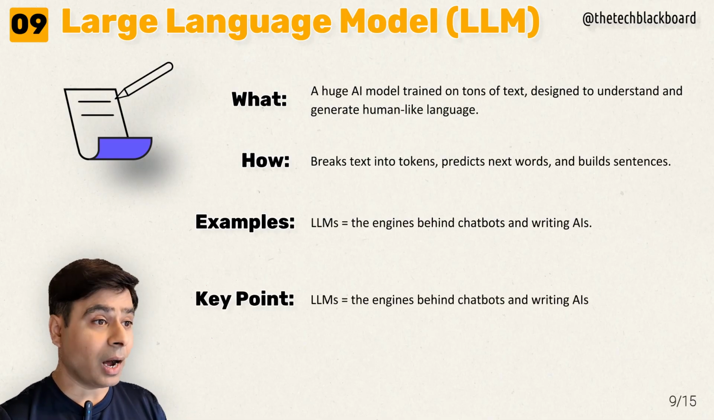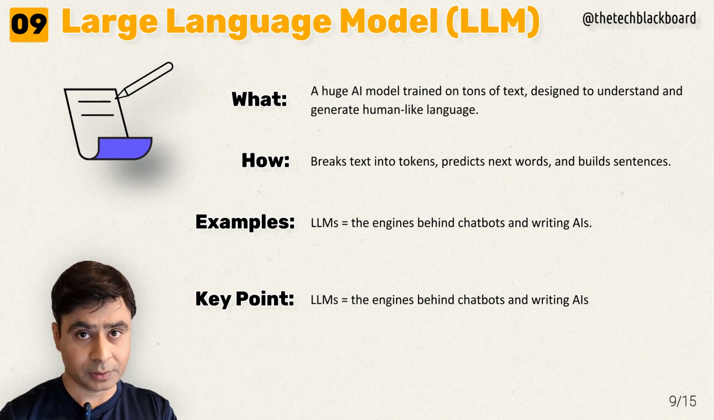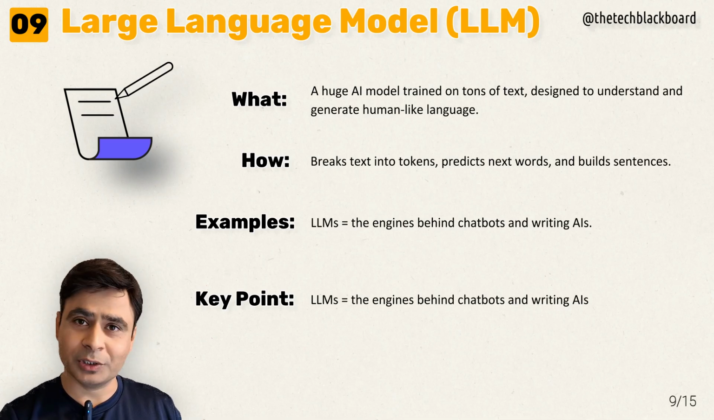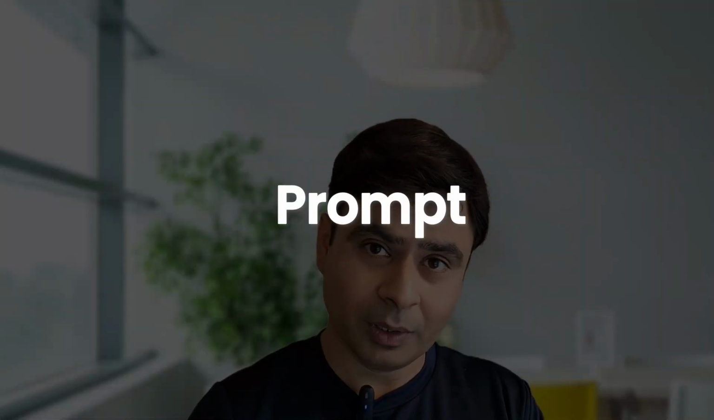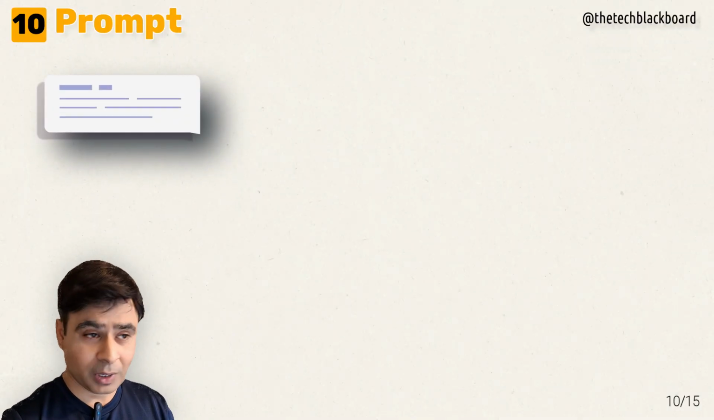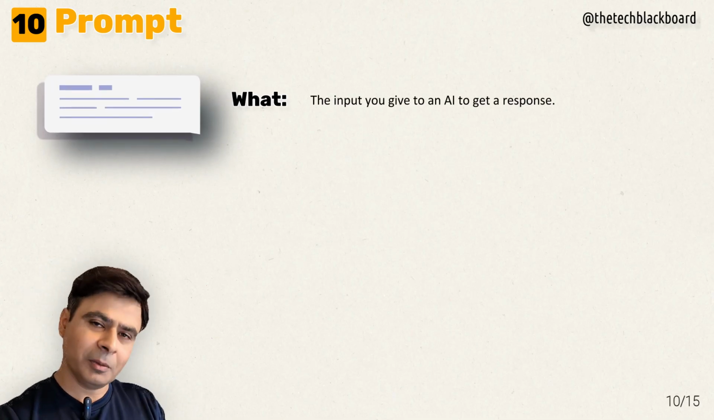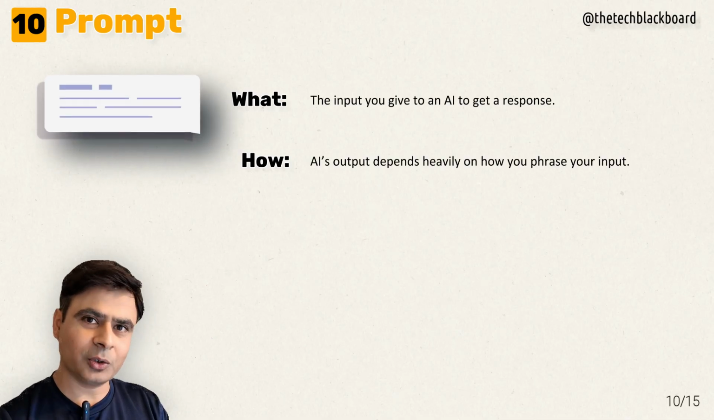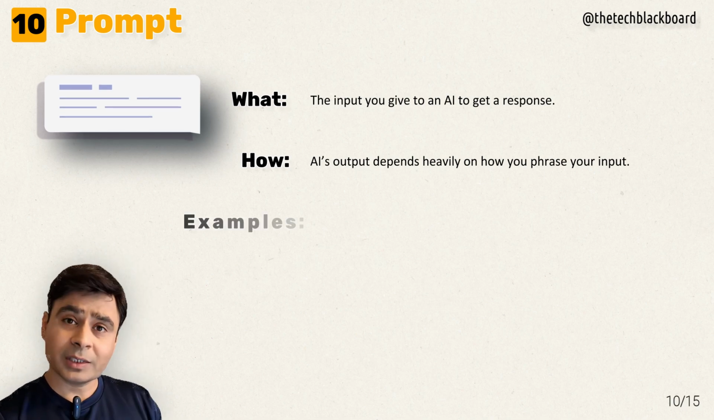Well, LLMs are the engines behind the chatbots and the writing AI models. And now that we are talking about generative AI, ChatGPT, Google Gemini, no AI model can work without the prompt. So what exactly is a prompt? Well, a prompt, in very simple terms, is any input that you give to the AI, or the set of instructions that you give to the generative AI model to generate something and expect a response from the Gen AI model. What are the examples of the same?